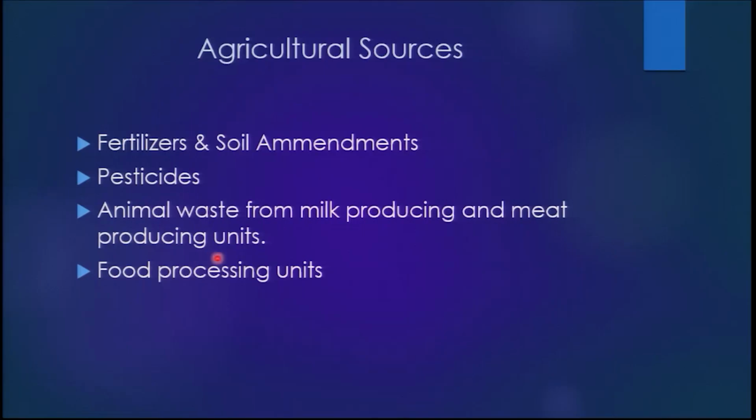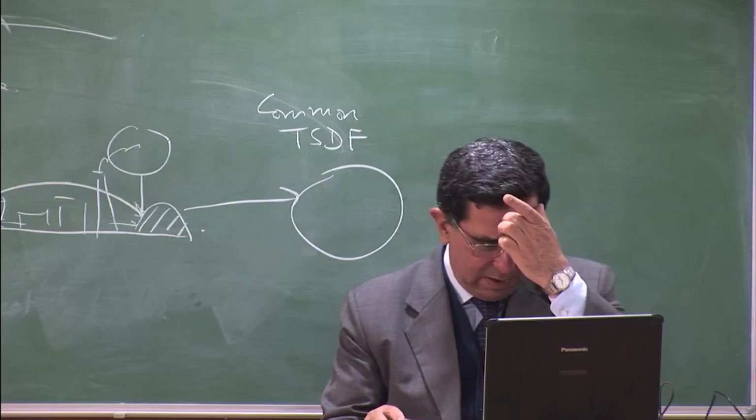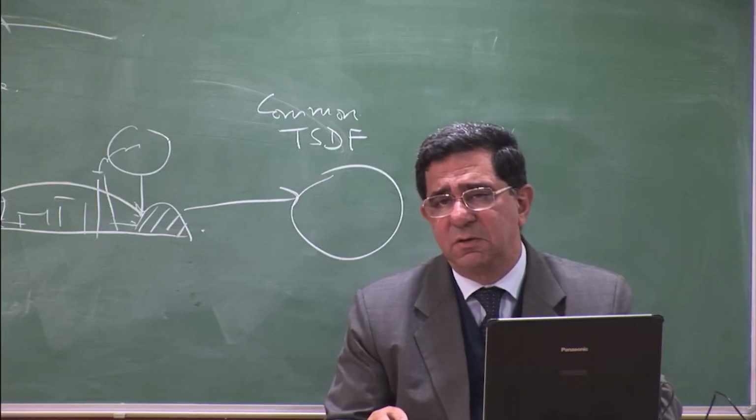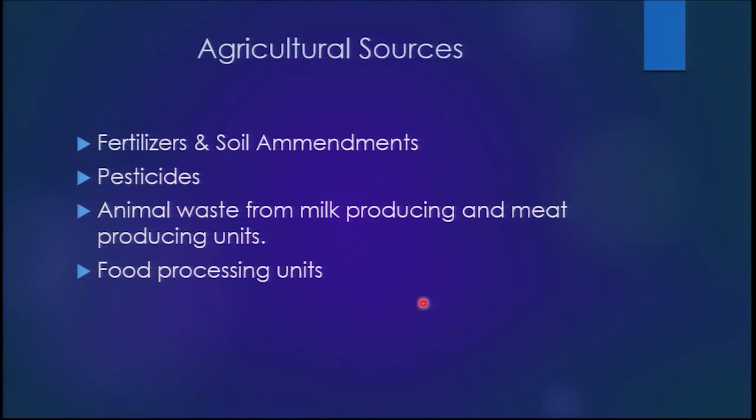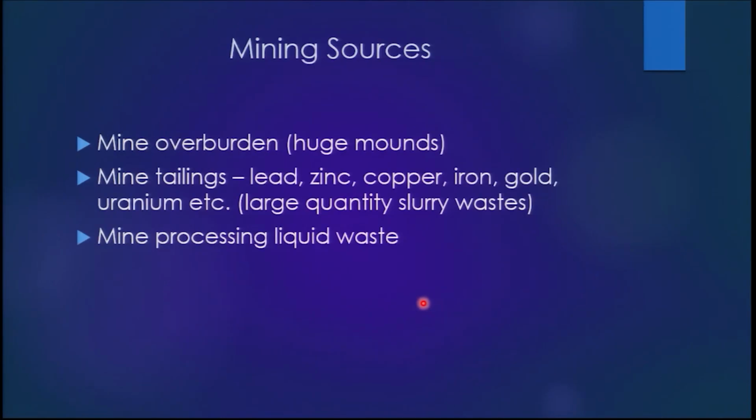And finally, food processing units, which you can just take as equal to any industrial unit. Food processing units are the same thing as a chemical processing or a biochemical processing unit. So they also produce the same thing which we had discussed earlier. The next source which is important is the mining source.